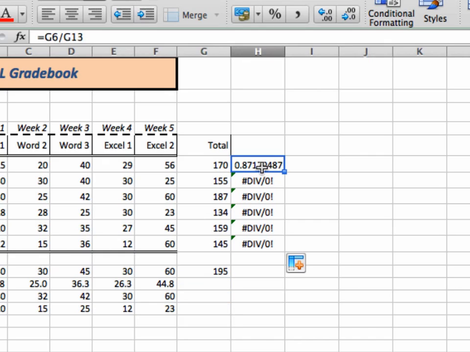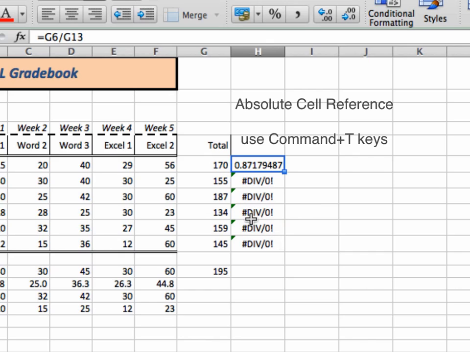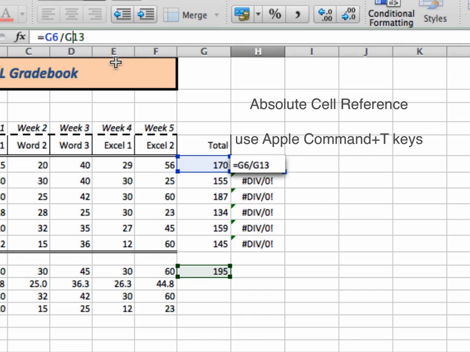So what do we have to do in this case? You have to do something very special. Remember, I referred to the cells as relative cell reference, G6, G13. Well, we need to make G13 so that it doesn't change. It stays G13 as we move each time in our copying. So what we have to do is create an absolute cell reference on the G13 cell. So I go up to my formula bar, put my cursor somewhere touching G13, and I do an Apple T.